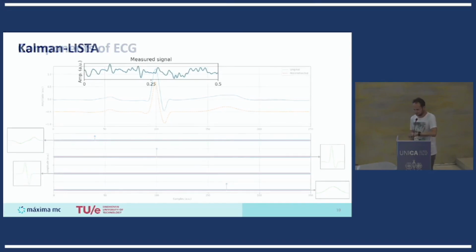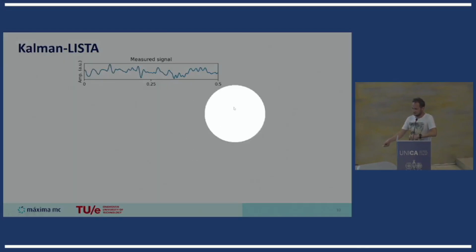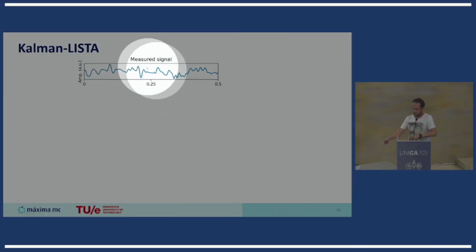But these shapes are learned by the algorithm, and the sparse code, so this manual, is also learned by the algorithm. If we then apply it to real fetal data, we did as a benchmark, this is a measured signal, so it's actually kind of nice. You can even see a fetal ECG. If you look very carefully, there is the QRS complex.